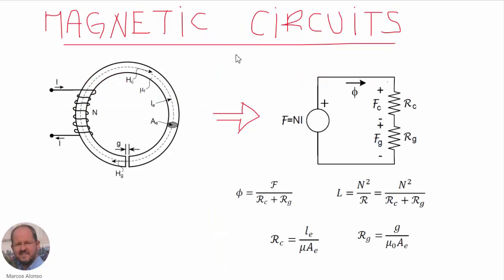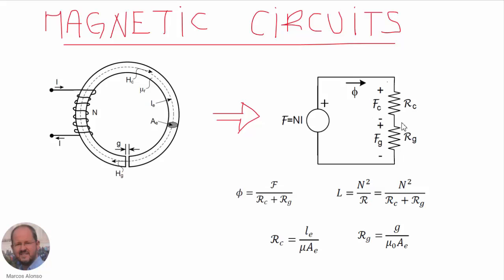As it is well known, a magnetic circuit can be modeled by an equivalent electrical circuit, as it is shown in this slide. In the equivalent electrical circuit, the voltage source corresponds to the magnetomotive force, the current corresponds to the magnetic flux inside the core, and the resistances correspond to the reluctances of the core. So in this case we have two reluctances.